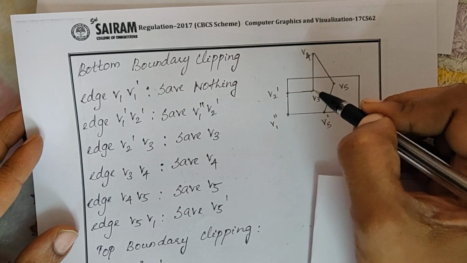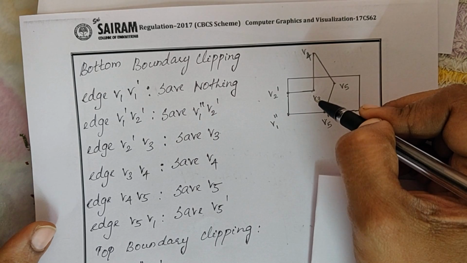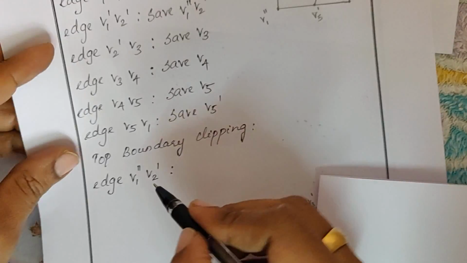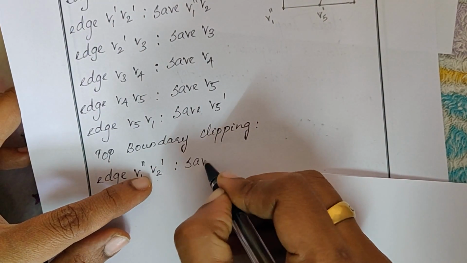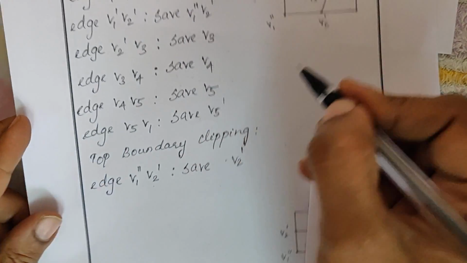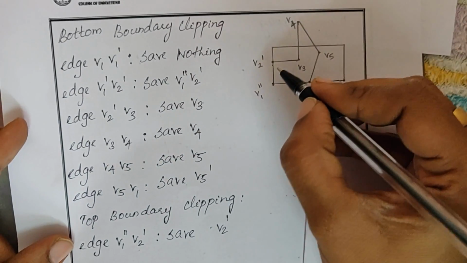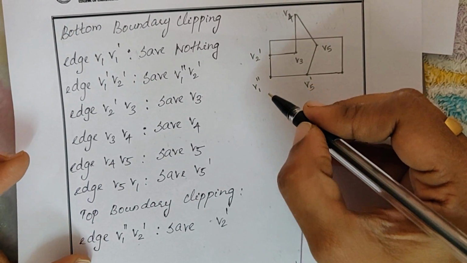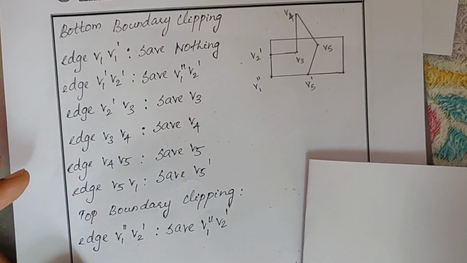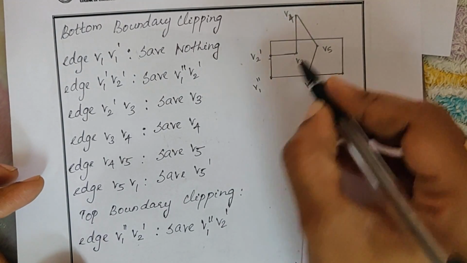Now both the vertices are inside of my top boundary. So if both the vertices are inside of my top boundary, what should I do? I have to save the end vertex. Save, which is my end vertex? V2 dash. But here V1 double dash is the very first vertex, so I cannot miss that. I should save that also.